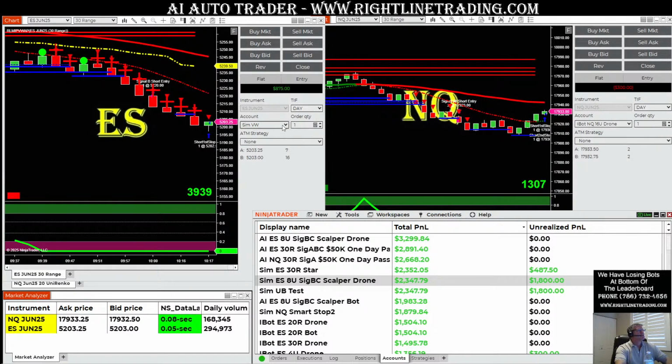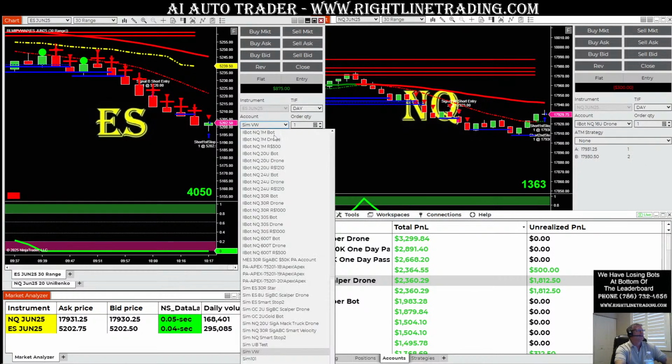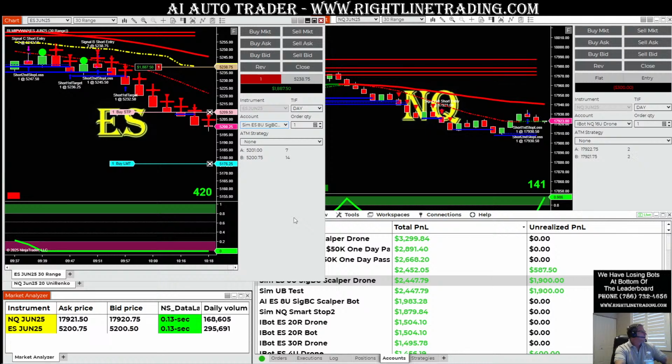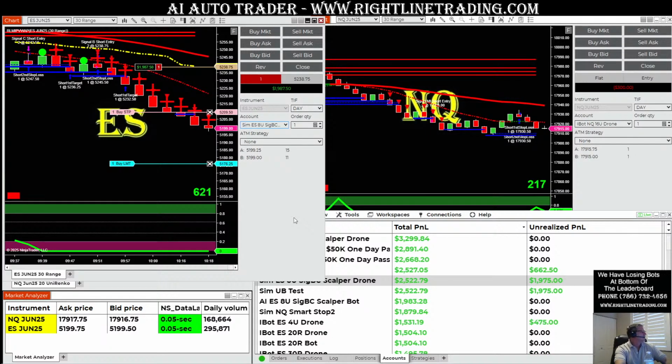Let me make sure this isn't loose. The SIM ES. Wow. Look at this profit target. Now that's going for a home run. ES and NQ. Yep.